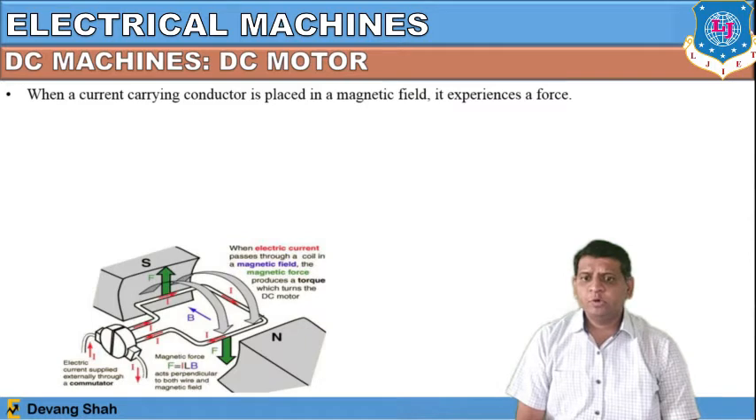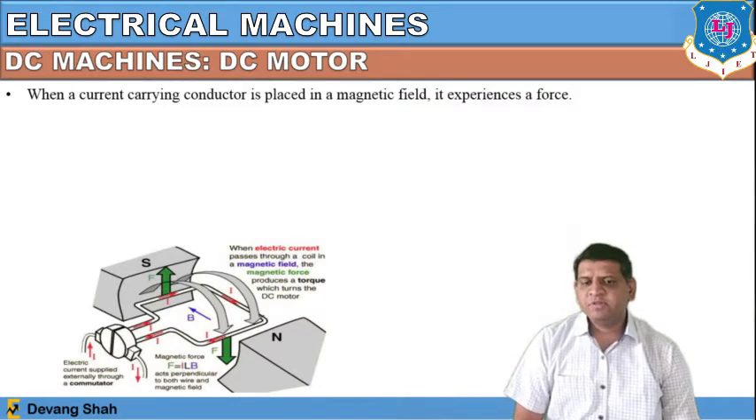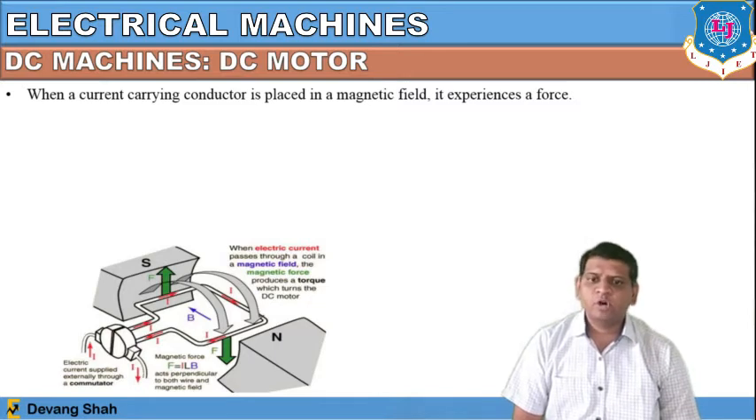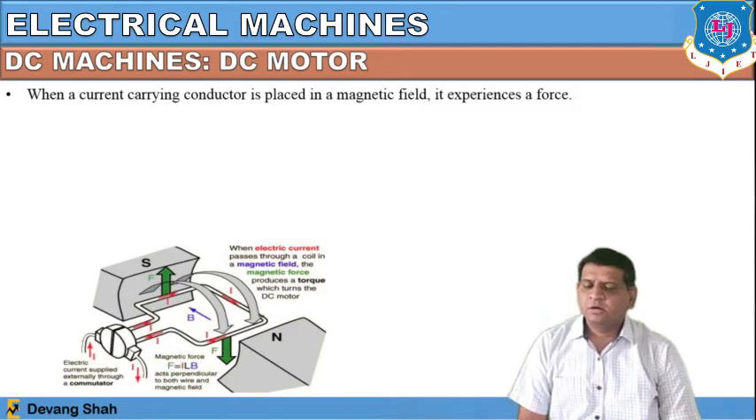Now assume this armature winding is continuously rotating in a clockwise direction. Once the current carrying conductor is placed in a magnetic field, it experiences a force. This is the same story we discussed in the three-phase induction motor, the principle of rotating magnetic field. Ultimately a force is exerted on the conductor carrying the current, and this force is converted into mechanical energy.